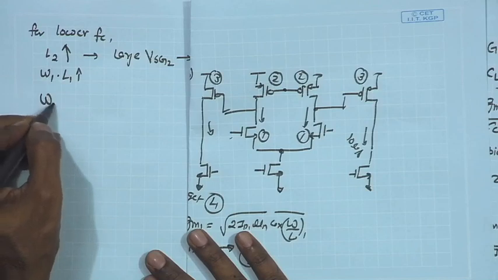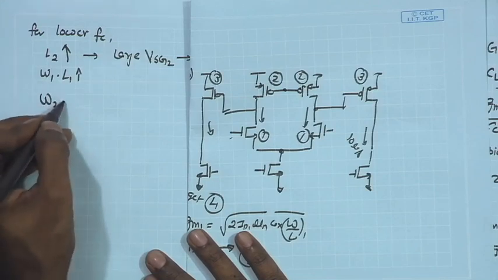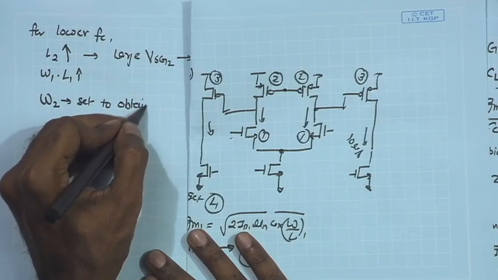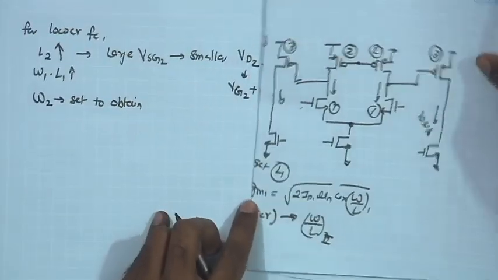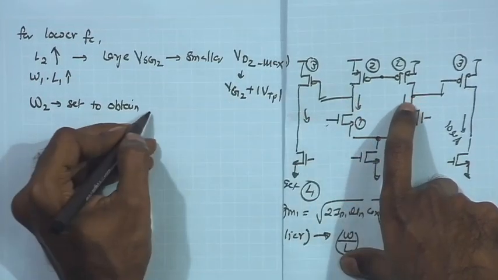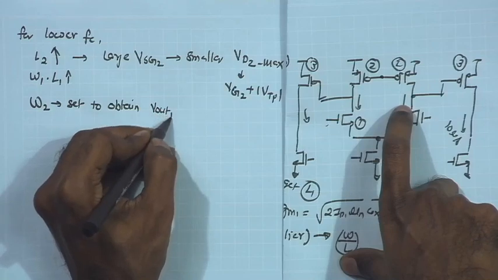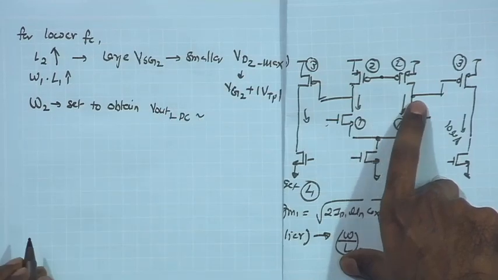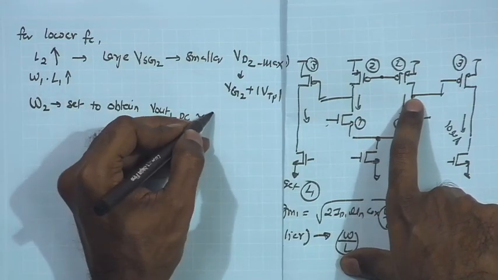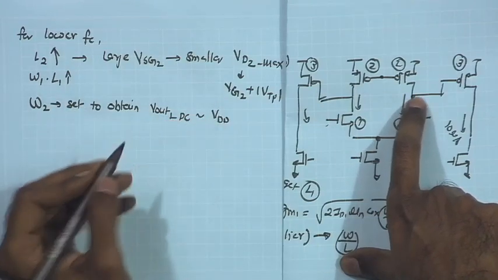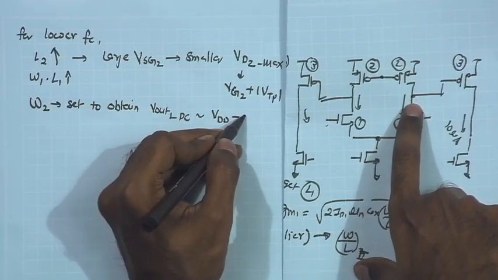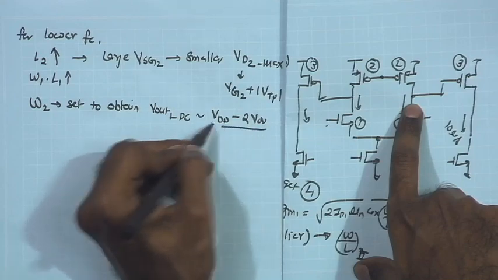So, W2 can be set to obtain, say, the Vout over here, Vout1 DC, say close to at the max, say VDD minus 2 V overdrive, or VDD minus 2 V overdrive; this can be a sufficient number.